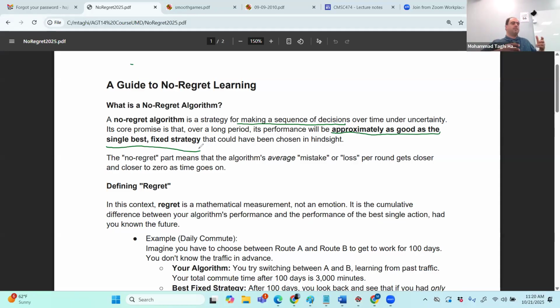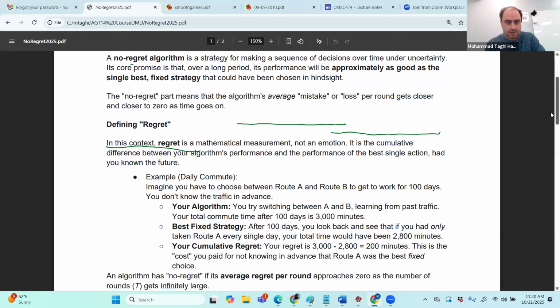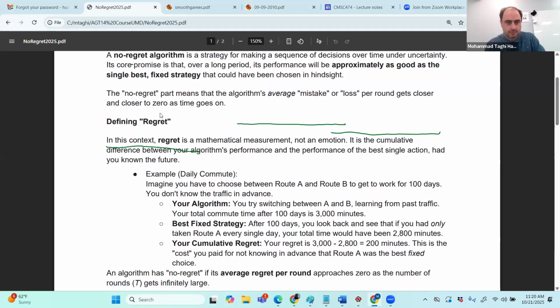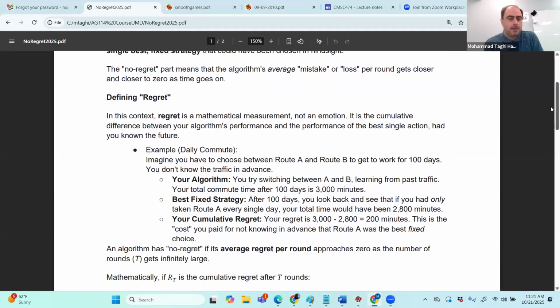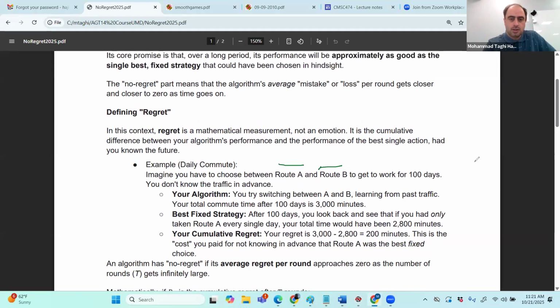So this is a good example that we can talk about, and then I will talk about regret, etc. Consider a daily commute. You need to choose between two routes, route A and route B, to get to work. And as we discussed, when we talk about these games, we talk about the long period.